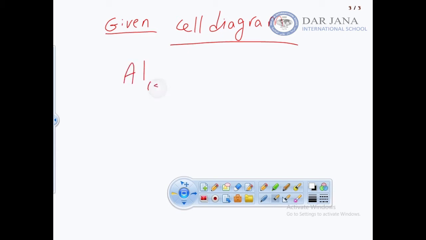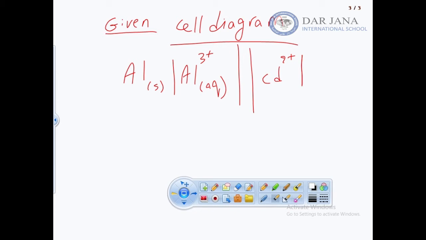Al solid, Al3+ aqueous, salt bridge, Cd2+ aqueous, Cd solid. We can know that oxidation is at the anode. So what's the oxidation half reaction?